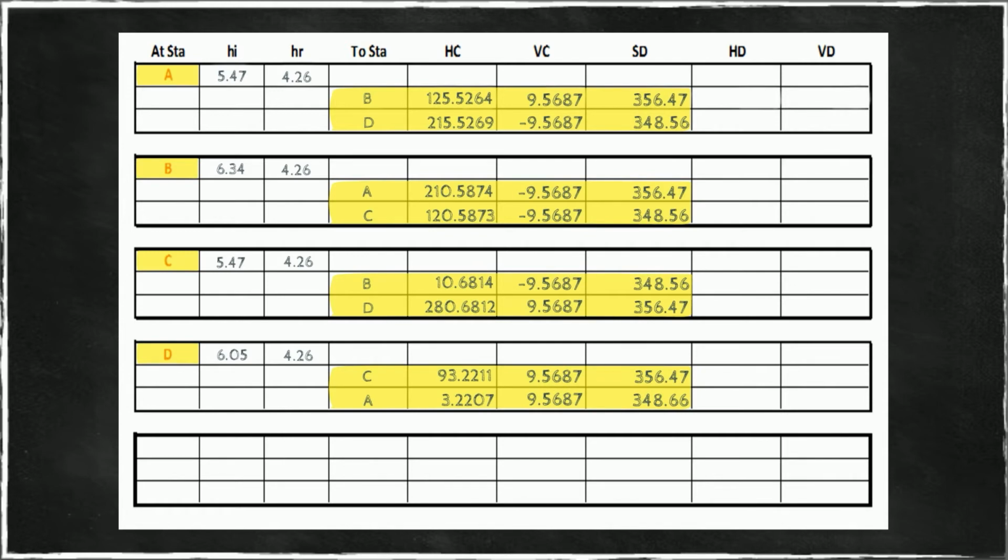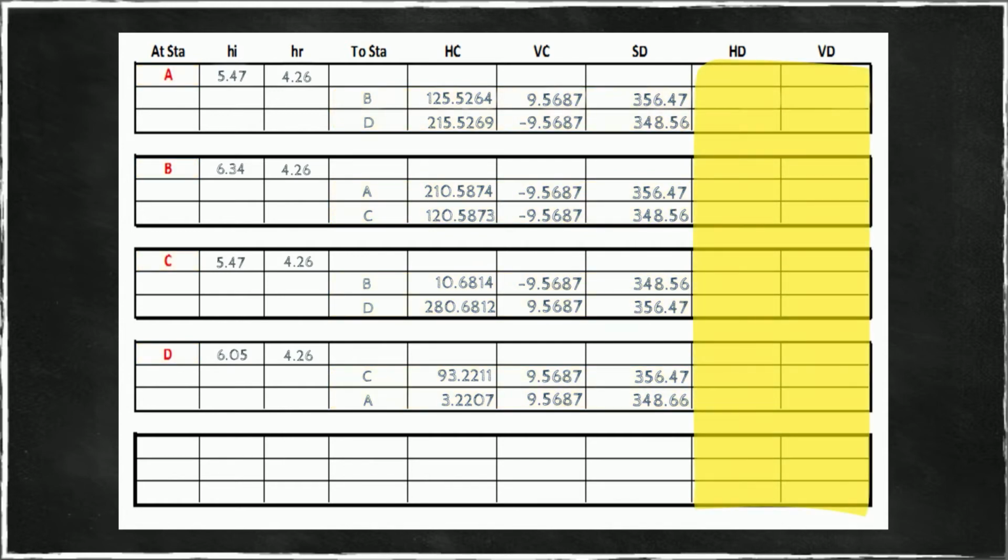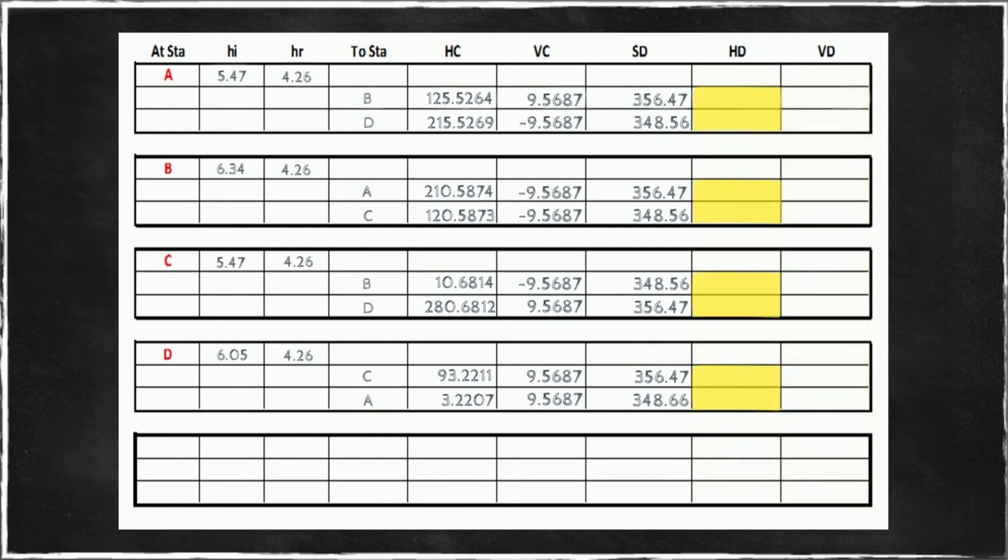Now, what about these columns? I already mentioned that here we have a calculated horizontal distance and a calculated vertical distance. However, some instruments, on the basis of this information during the measurement, will give you the horizontal distance and the vertical distance. Again, what are these? Let's take a look at them.